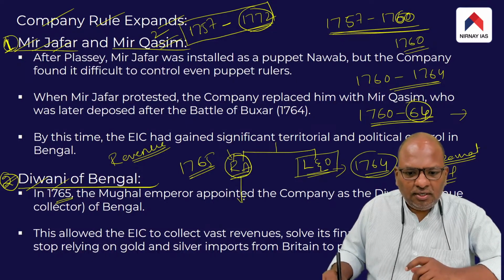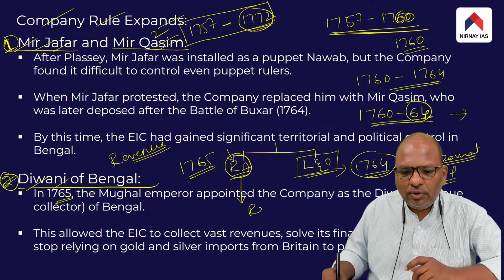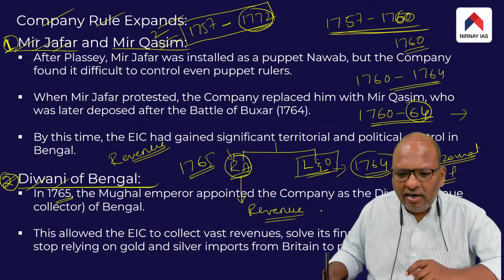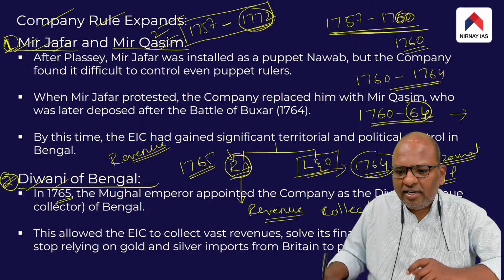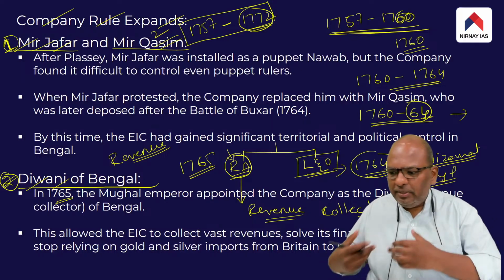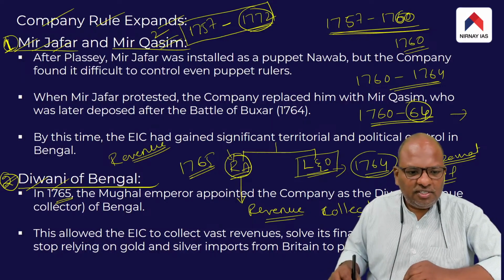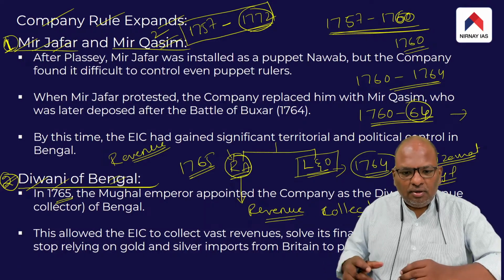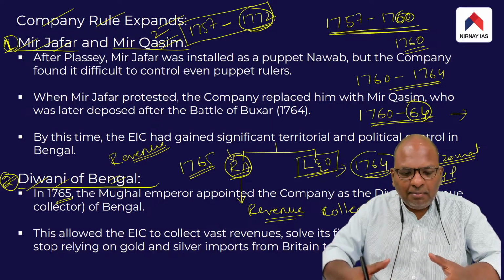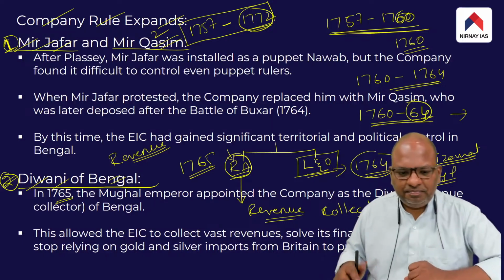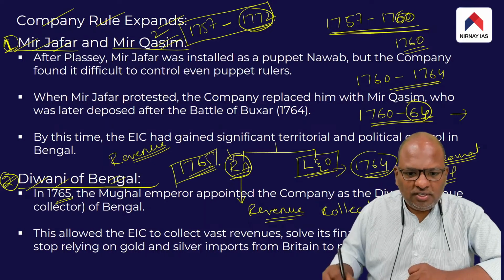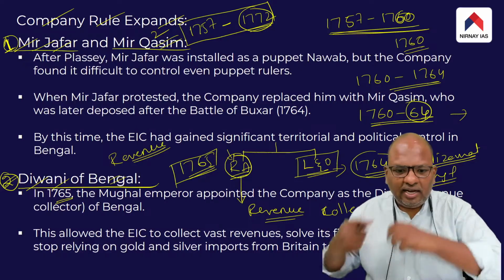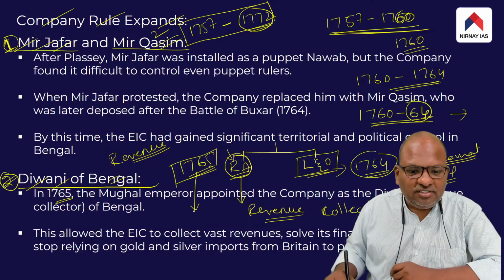Diwani administration was basically involved in revenue collection. It means that it was collecting taxes directly from the people. So in other words, from 1765 AD onwards, the British in fact became the revenue collector from Bengal. And this has serious implications, mind you.